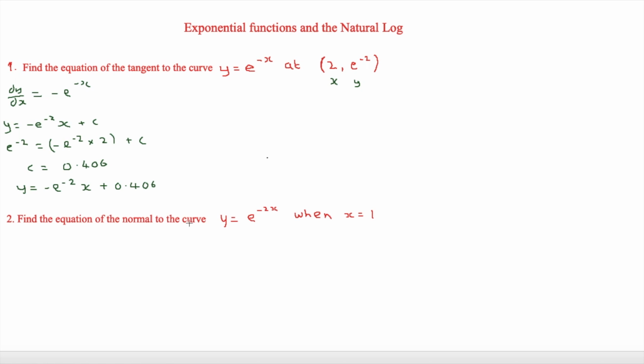So the next one is looking more at the normal of a curve instead of a tangent. So that means that we're going to have to take the negative reciprocal at some point. And if you don't know about that, look at the video looking at normals and tangents and differentiation. So this time we don't get x and y directly given to us, we get x given to us. So we know that x is equal to 1. But then y, in order to do that, we're just going to sub 1 into the y, so y is equal to e to the minus 2, so then y is equal to 0.135.